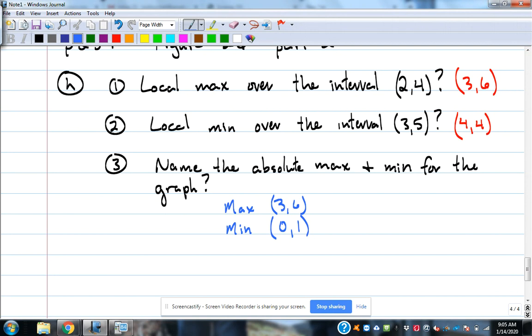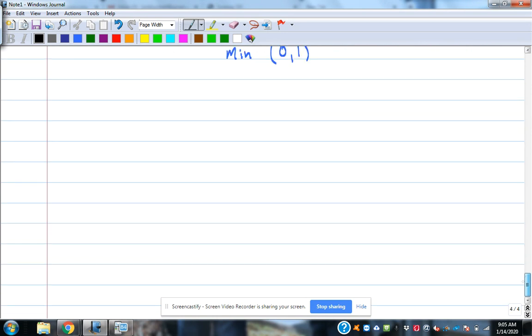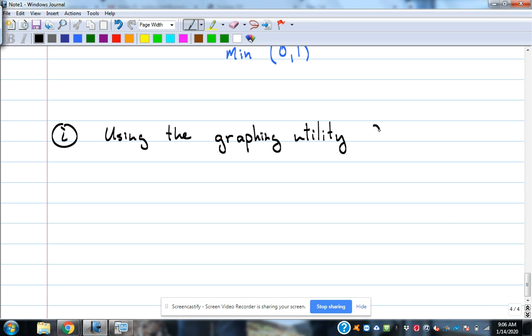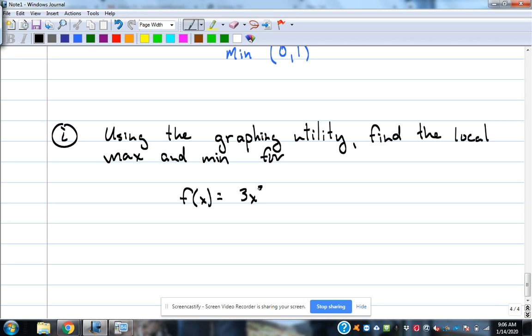All right. Let's talk about what if you get an equation and you don't have a graph to look at for local maxes and mins or that sort of thing. So, example I: using the graphing utility, find the local max and min for f of x equals 3x to the third minus 7x plus 1.